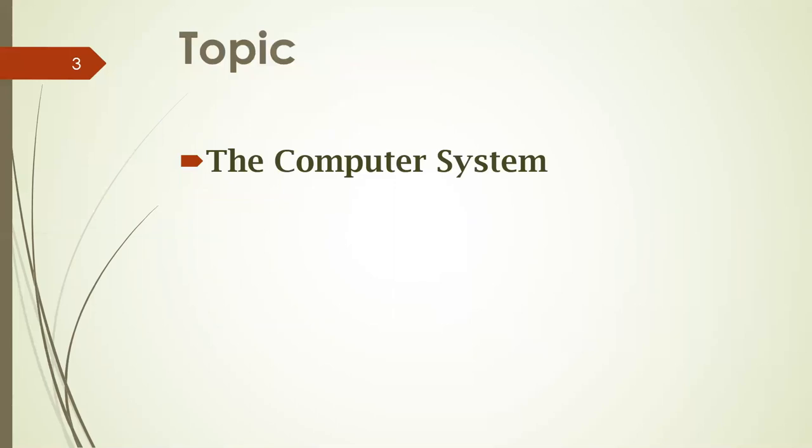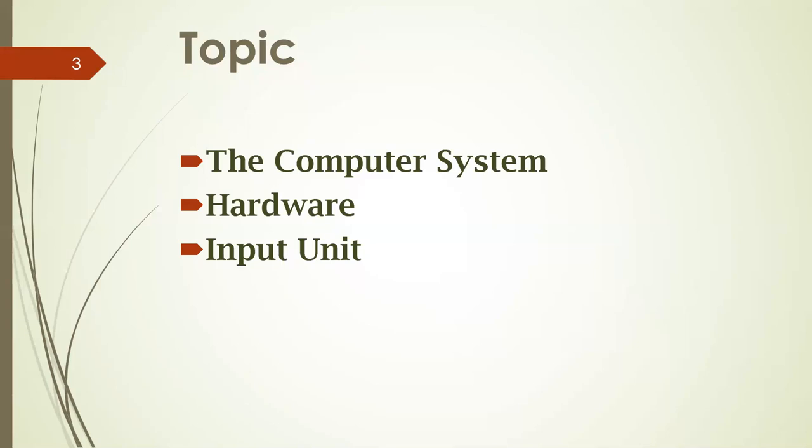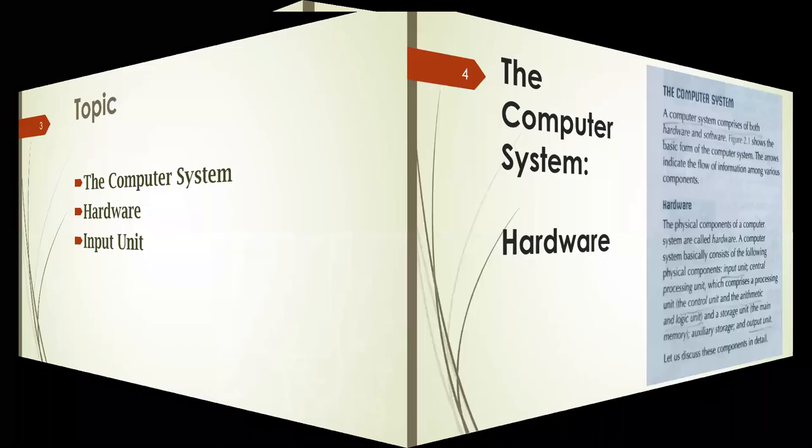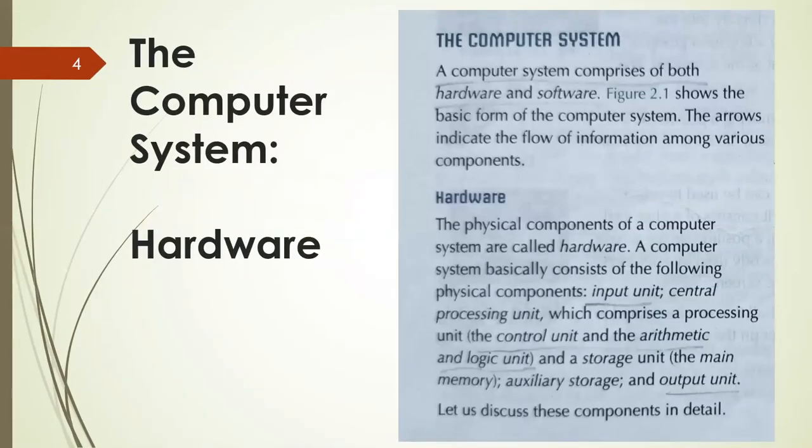In the computer system, we learn the hardware and the input unit. So let us start today's class. The first is the computer system and hardware. The computer system comprises both hardware and software. Inside the CPU cover, the motherboard, hard disk, RAM, all these are hardware. And to operate that hardware, we need the software also. That's why a computer system comprises both hardware and software.